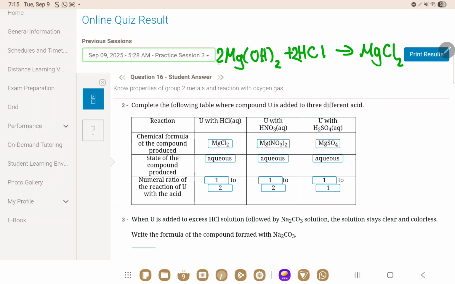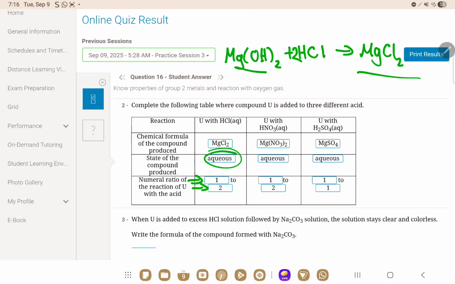Wait, do we need to multiply that? No, my bad, you only multiply HCl by 2. Since now you have 2OH and 2H, that can make 2 H2O, but you don't really need to care about the H2O. Anyways, you need 1 mole of U with 2 moles of HCl to form the product MgCl2, and it is an aqueous solution.